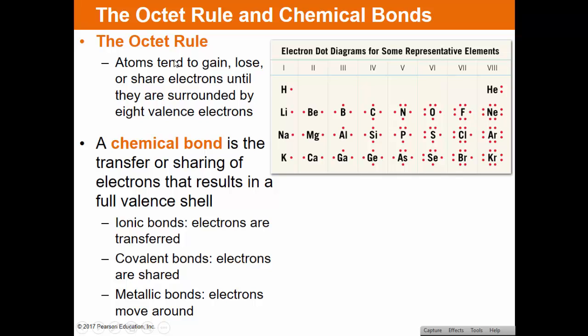So atoms want to gain or lose electrons, or share electrons, until they are surrounded by 8 electrons in that valence shell. So a chemical bond is that transfer, gaining or losing, or sharing of electrons that results in a full valence shell. That's what a chemical bond is.